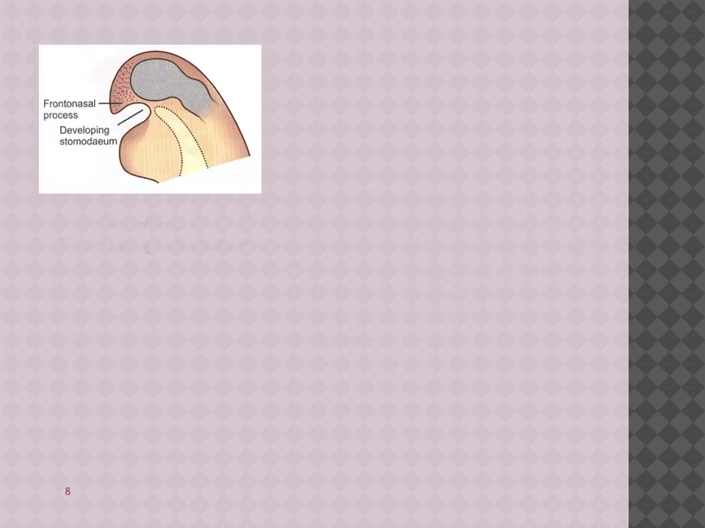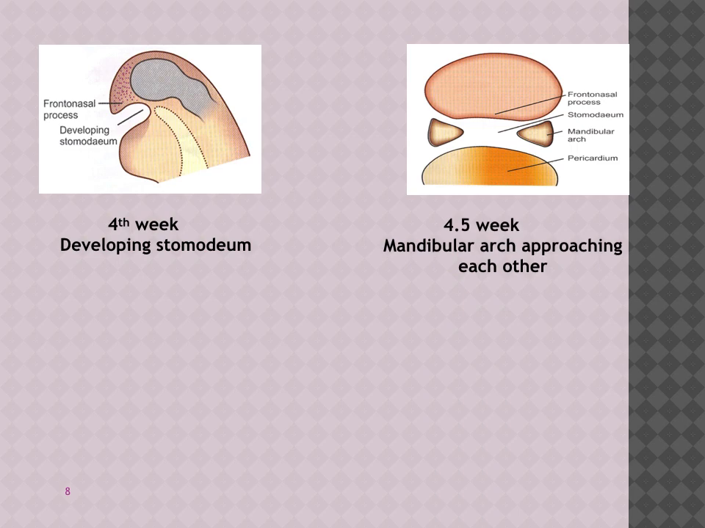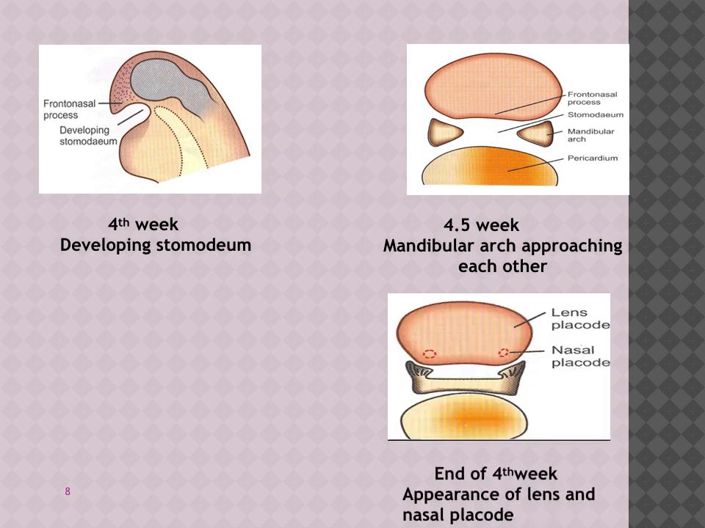So we have a look at the 4th week again. So this is the same side view of the baby, the frontonasal process, the developing stomodium, the pericardium, the future brain, and here you have your alimentary canal. And this is your developing stomodium. Now we turn the baby's face towards ourselves. So that's the frontal section. At the stomodium, you see from both the sides you have the first branchial arch or the mandibular arch coming close to each other. This is the condition in 4.5 weeks.